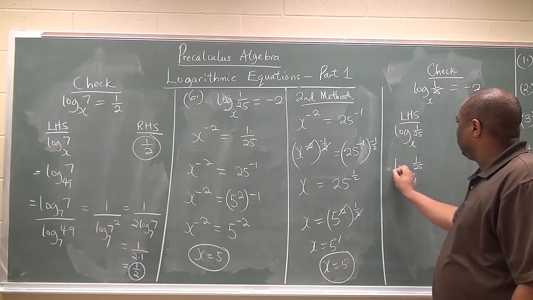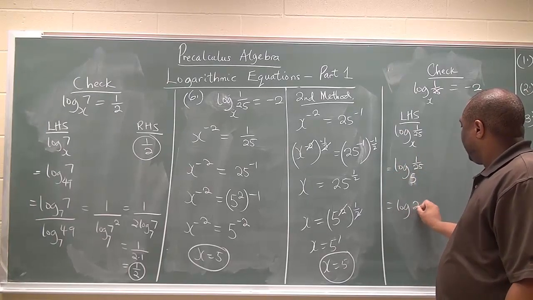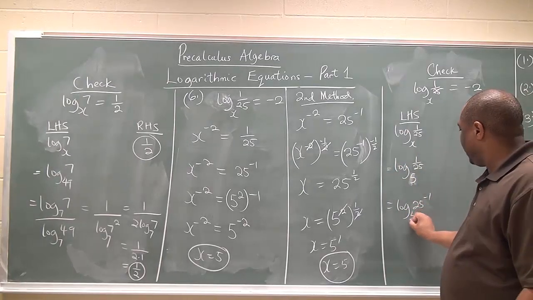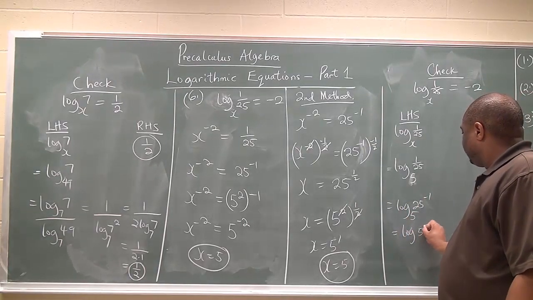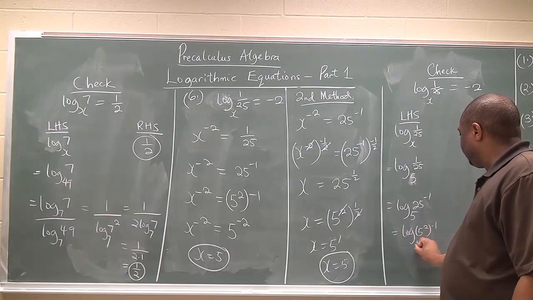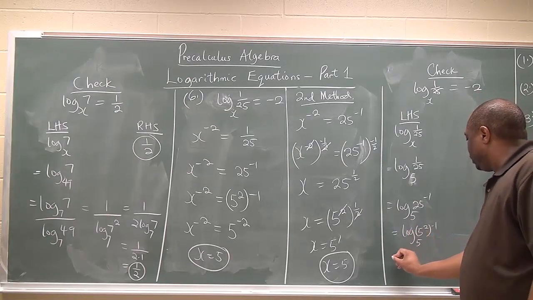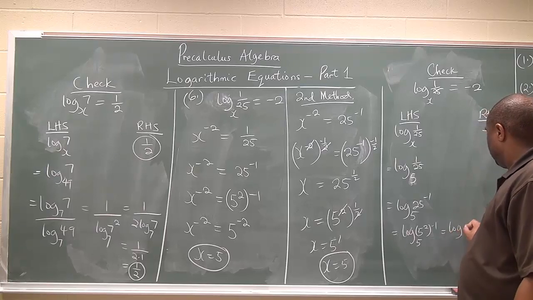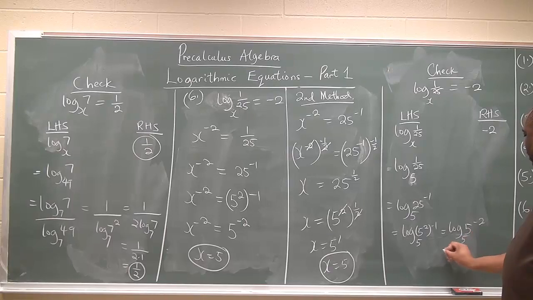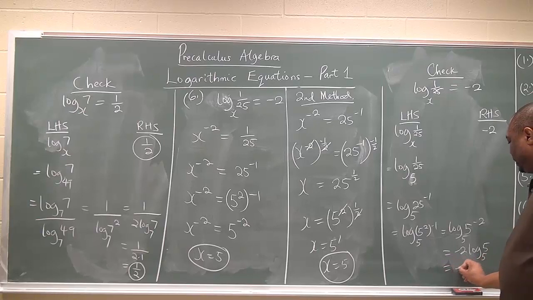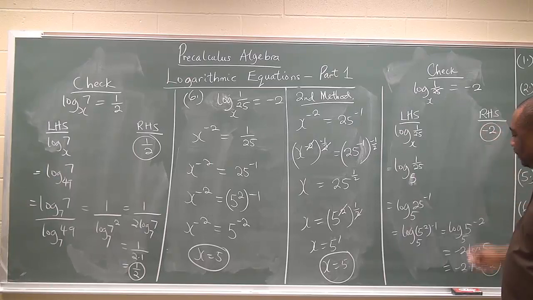This is now log of 25 to the negative 1 base 5, right? So this is log of 5 squared to the negative 1 base 5. And that is log of 5 to the power 2 times negative 1, which is negative 2, base 5. And that is negative 2 log 5 base 5, which is negative 2 times 1, which is negative 2. You have negative 2 on your left, negative 2 on your right.